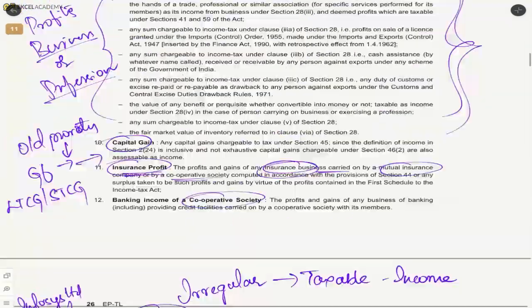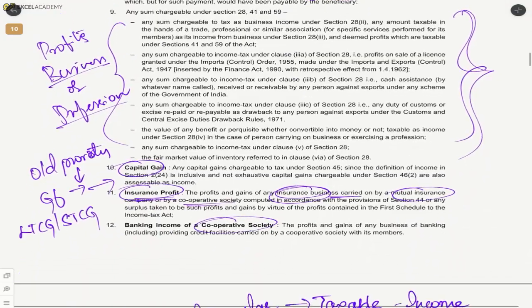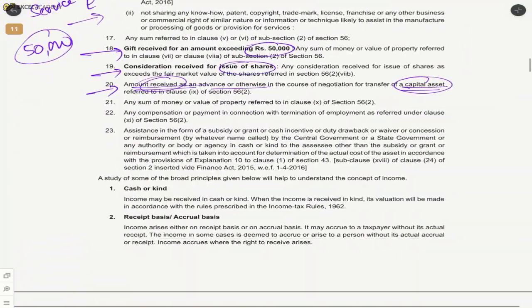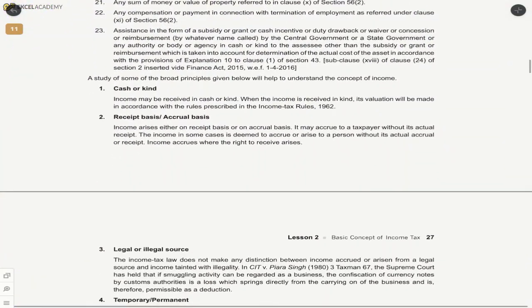So these are some of the major incomes which we have as part of the definition. And what is most interesting is the Act does not differentiate between how you are receiving such income. It could be received in cash or in kind. Whether you receive in cash or kind doesn't really make any difference to the Act. Both will be treated as income in the hands of the assessee.